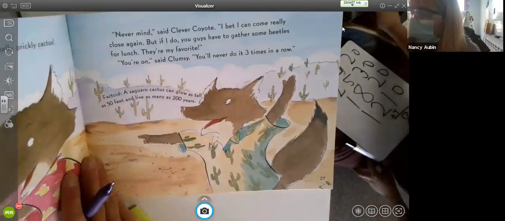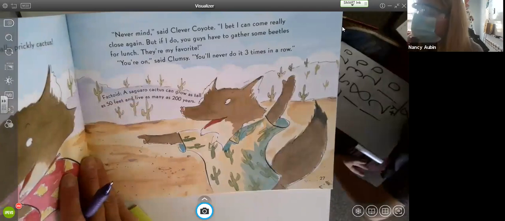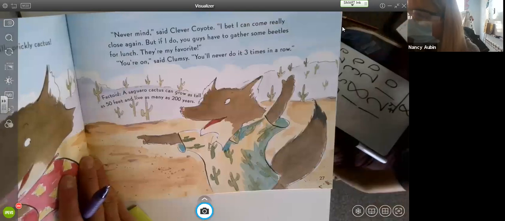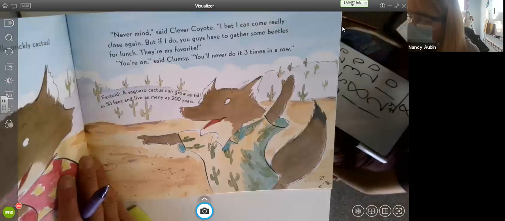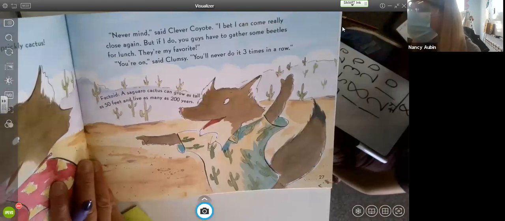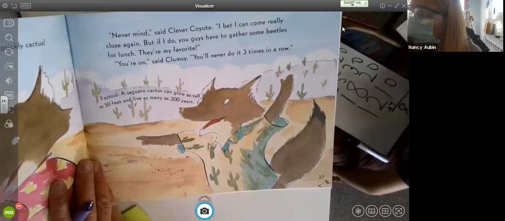I bet I can come really close again. But if I do, you guys have to gather some beetles for lunch. They're my favorite. You're on, said Clumsy. You'll never do it 3 times in a row. Factoid: saguaro cactus can grow as tall as 50 feet and live as many as 200 years.